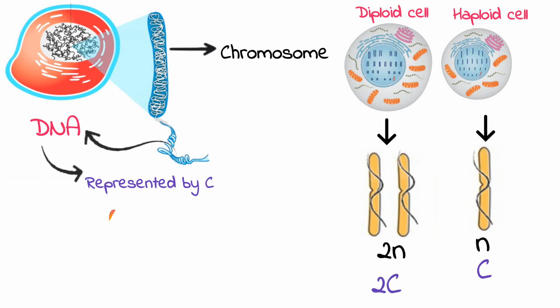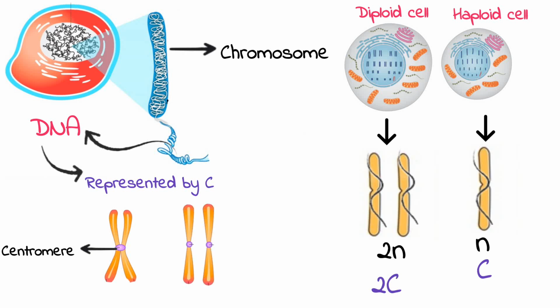Remember, if a chromosome is made up of 2 DNA strands as shown here, it is still considered 1 chromosome because chromosome numbers are counted based on the centromere. If there is a single centromere, it counts as 1 chromosome. In this image, there are 2 chromosomes because of the 2 centromeres.